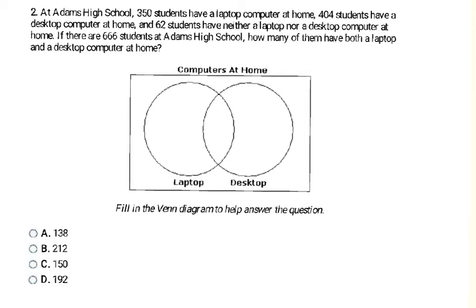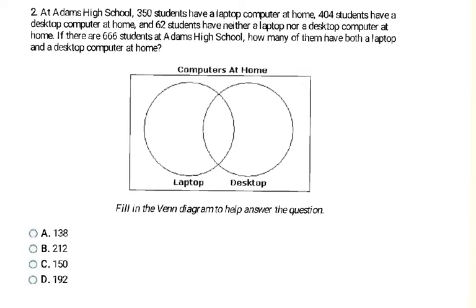Here's another example with a Venn diagram. At Adams High School, 350 students have a laptop computer at home, 404 students have a desktop computer at home, and 62 have neither a laptop nor a desktop computer at home. If there are 606 students at Adams High School, how many of them both have a laptop and a desktop computer at home?